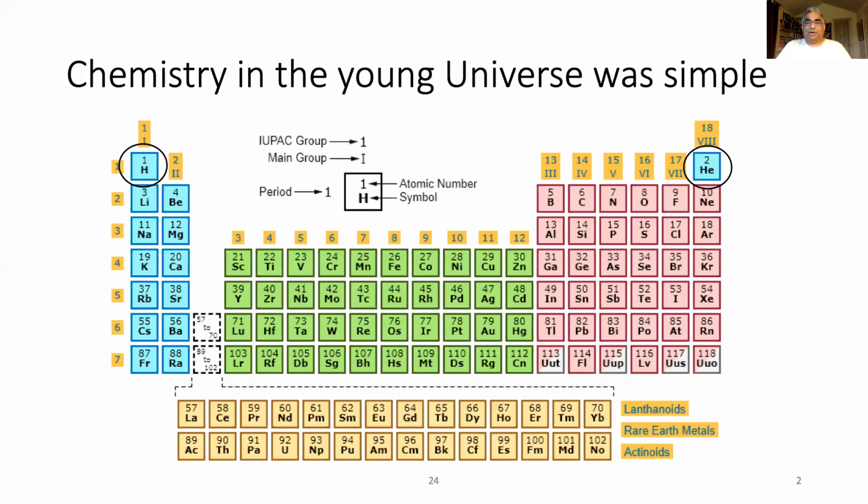The universe is also rather simple. Good time to be a chemistry student because there's only hydrogen and helium, and with a trace amount of lithium and deuterium and so on. But how did the periodic table get built up?